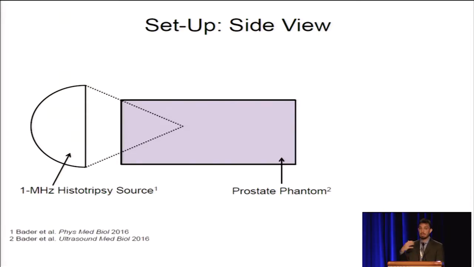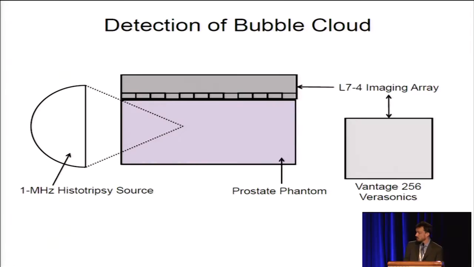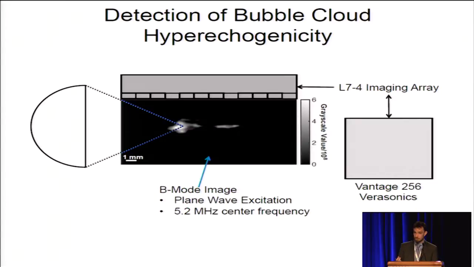This is all a very in vitro study. We have a 1 megahertz source, which is mechanically ablating a prostate tissue phantom, after which the phantom is sectioned and stained in order to delineate the borders of the ablation zone. During the ablation, we had a standard imaging array with 128 elements that was controlled by a programmable research ultrasound scanner. We use this to look at both the hyperechogenicity and cavitation emissions.